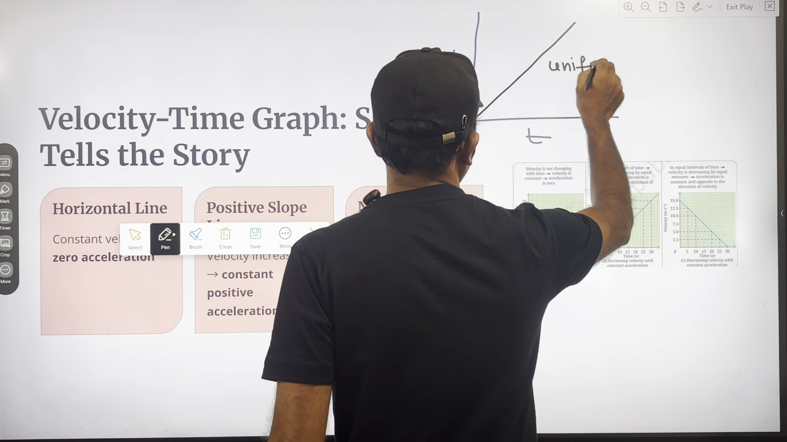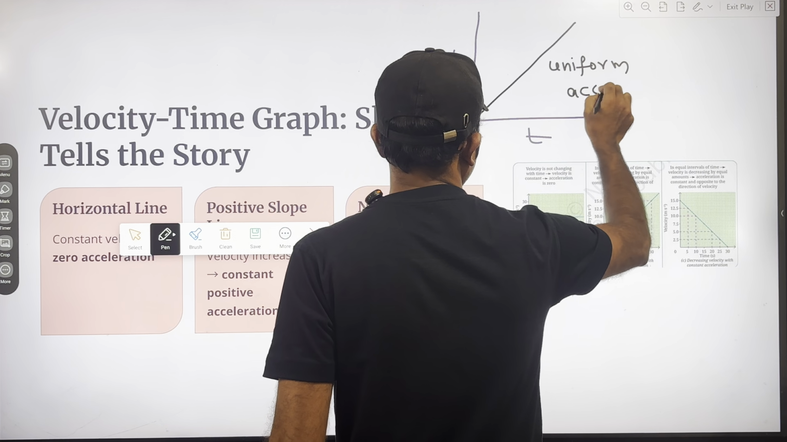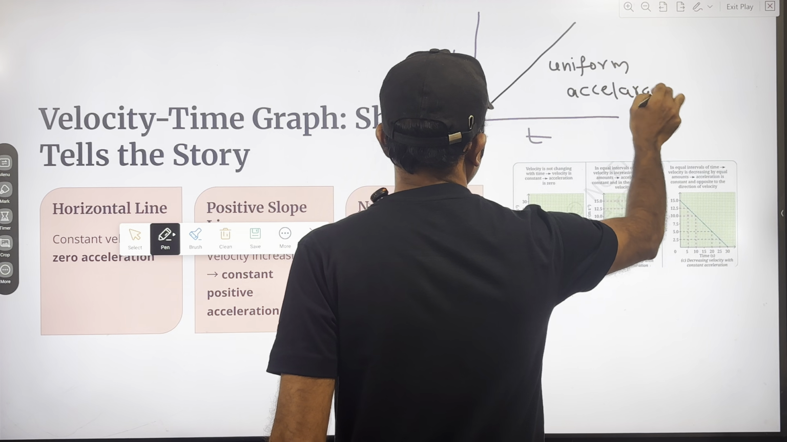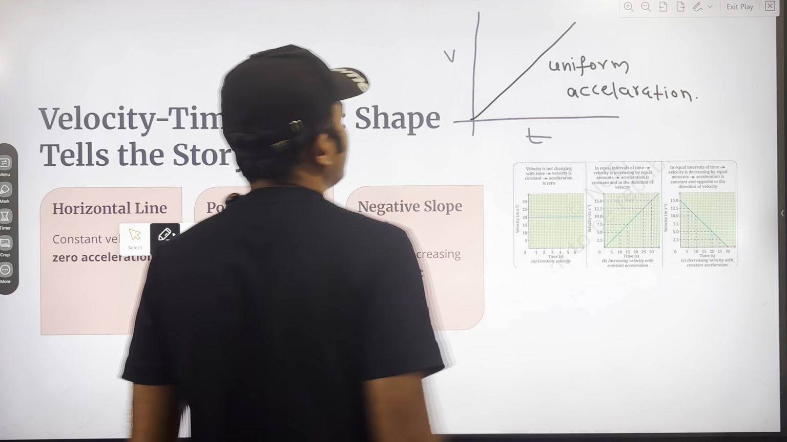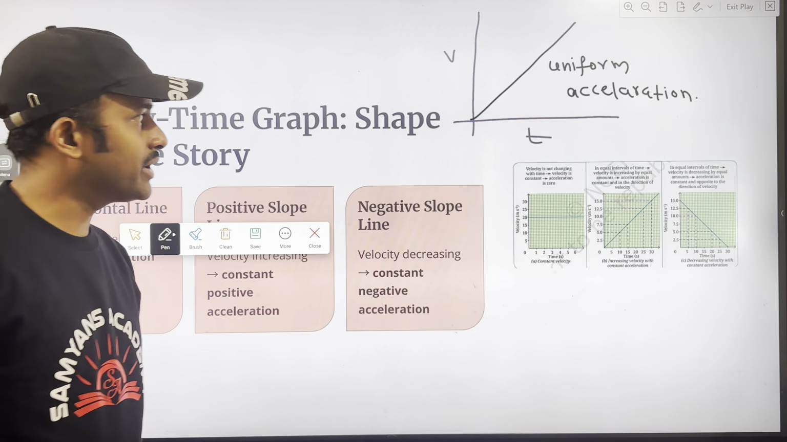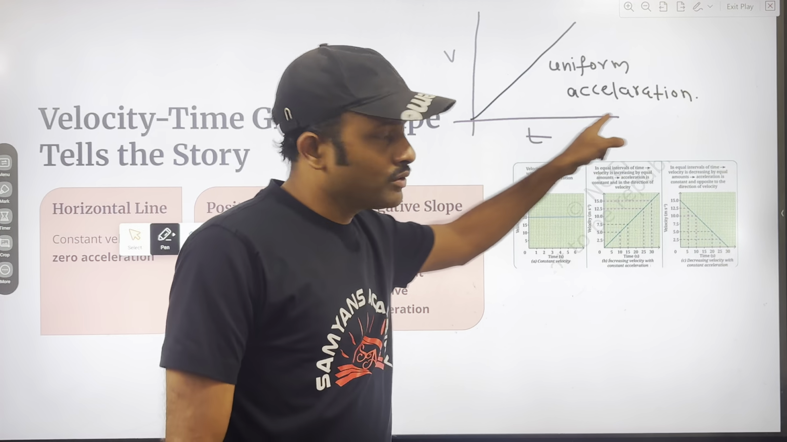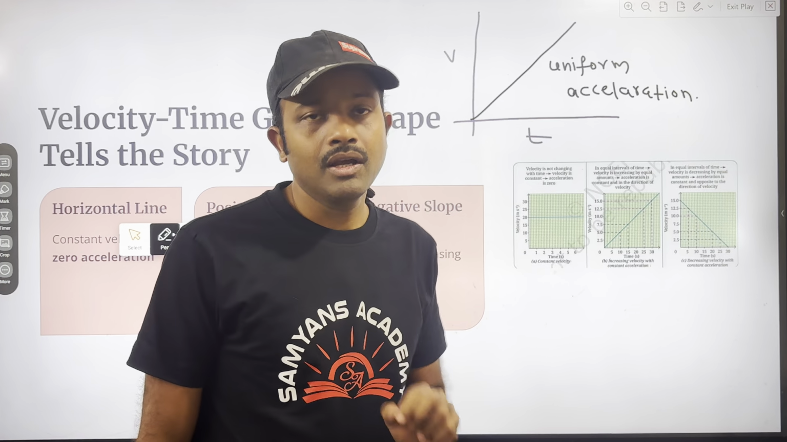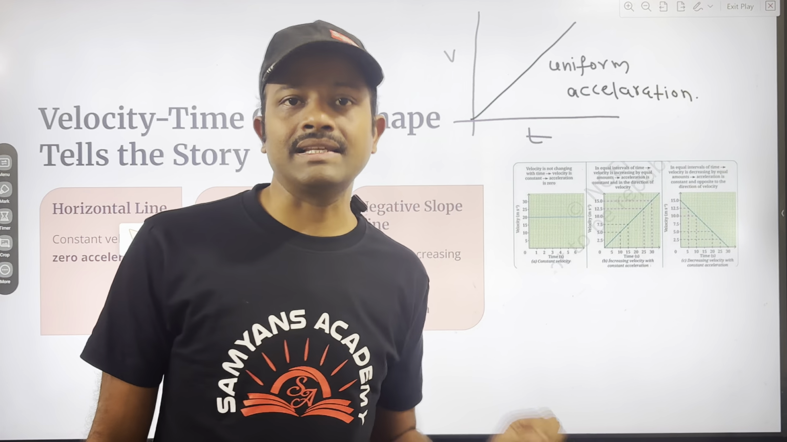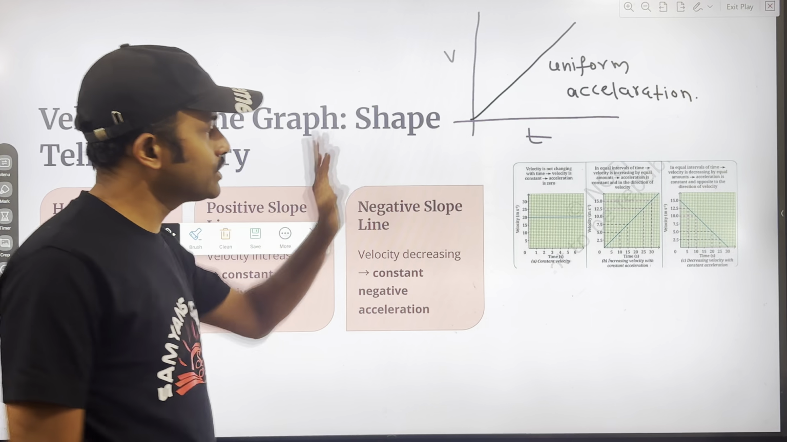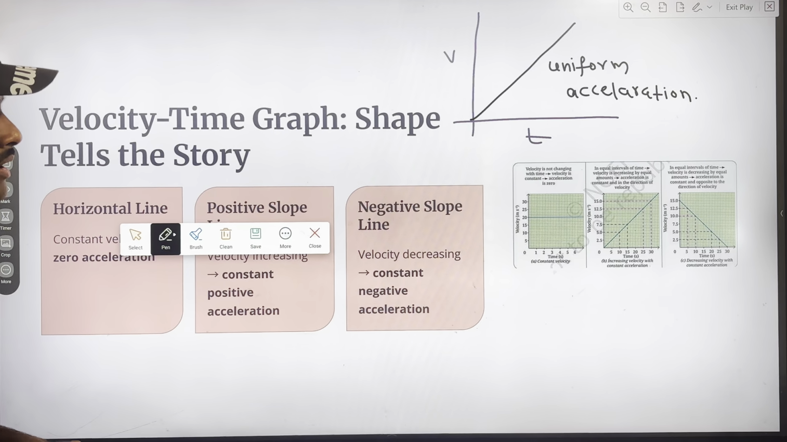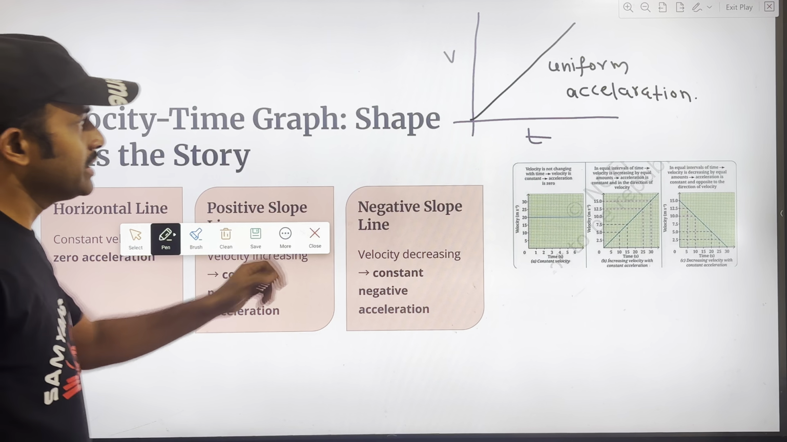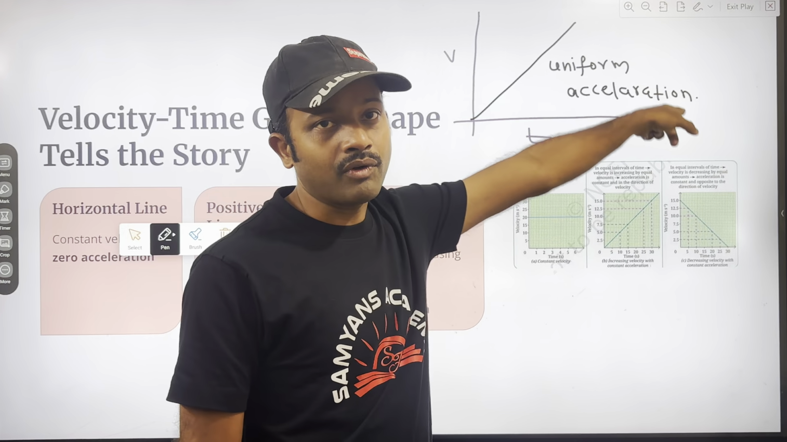So what does this graph indicate? Uniform acceleration. This graph indicates uniform acceleration. Why? Because with respect to time, your speed is increasing constantly. That means you are moving with constant acceleration. That indicates uniform acceleration. For example, in this case the slope is increasing, meaning uniform acceleration.